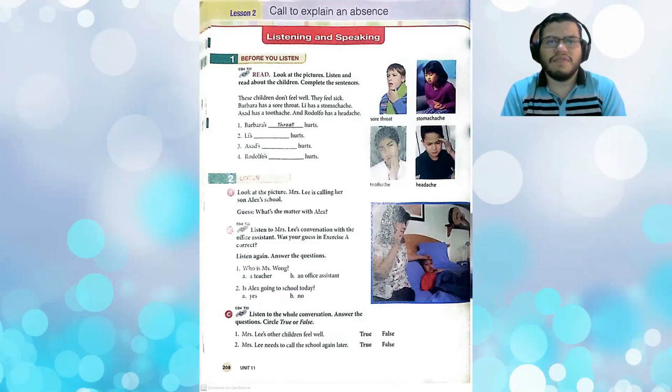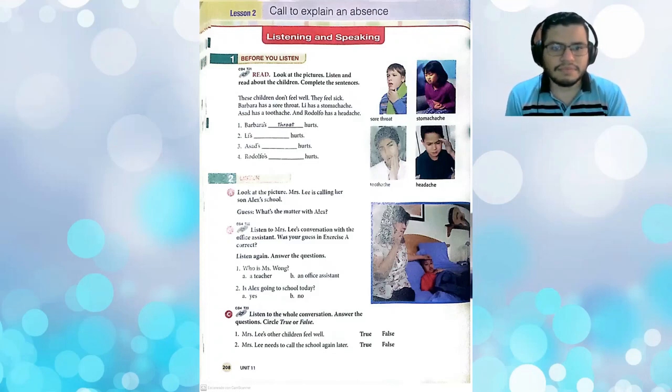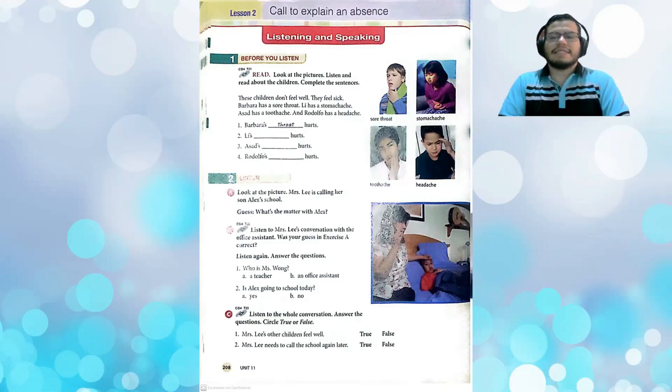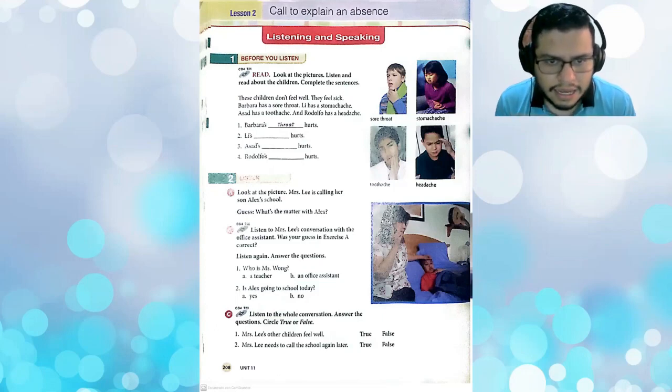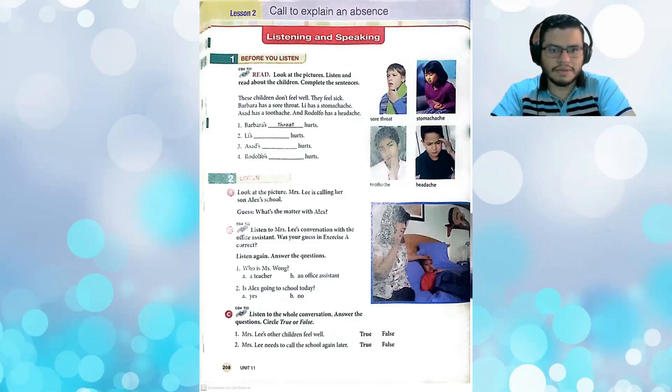These children don't feel well. What does it mean, don't feel well? For example, when you're sick, I need to go to the doctor because I don't feel well. They feel sick. Ellos se sienten enfermos. Barbara has a sore throat. Sore throat. Lee has a stomachache. Stomachache. Asa has a toothache. Toothache. And Rodolfo has a headache. Headache.